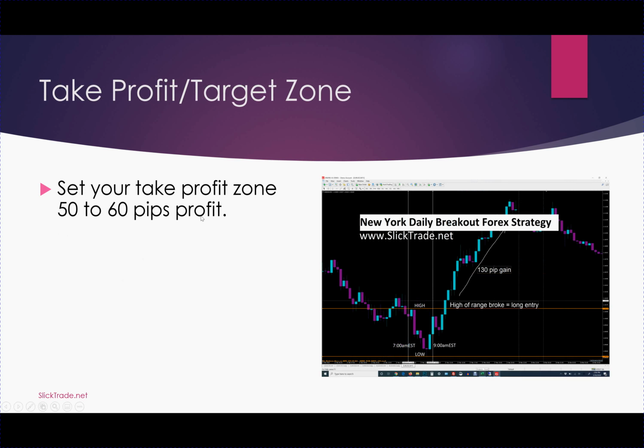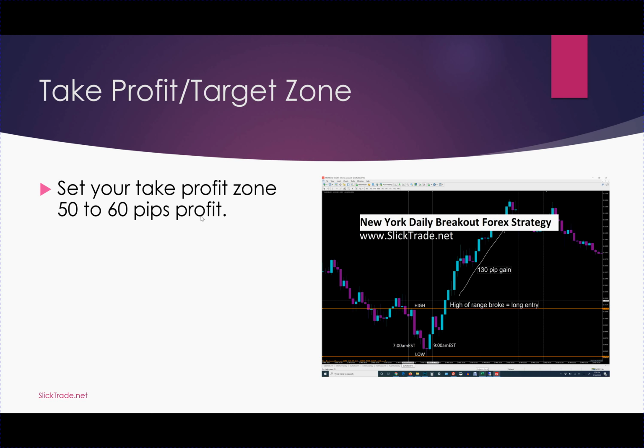Now, a general take profit or target zone for this trade is 50 to 60 pips, okay? Now, you're going to want to go back through the trading session lessons and look at each pair and its approximate pip movement in the New York session, because some currency pairs move more than others, okay? So you could be selling yourself short with 50 to 60 pips, and some do not move quite as much, okay? So I want you to keep that in mind.